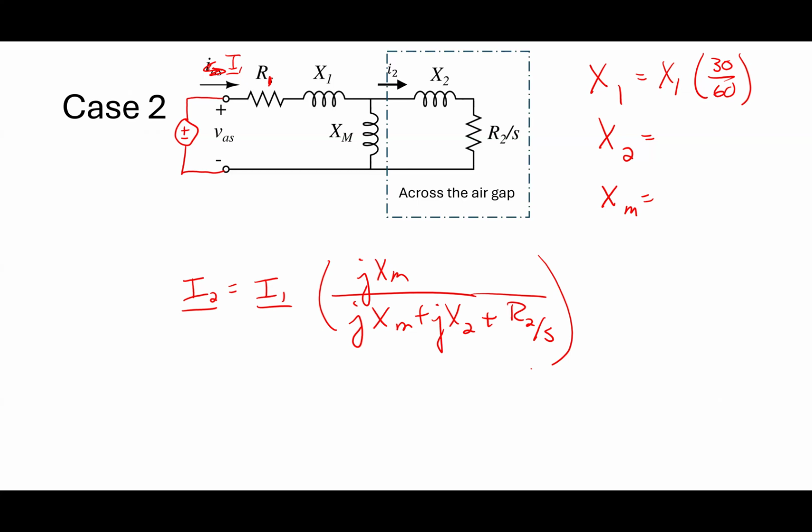1.45%. Okay, so I run that number and use that to get the torque. The electrical torque would be what? It'd be 3 over my synchronous speed, which is different now, right? And then the magnitude of I2 squared times R2 over S.